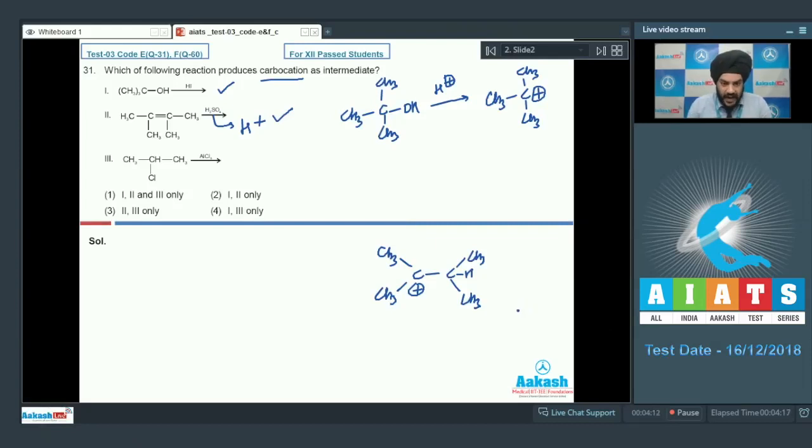Let us look at the third reaction now. In the third reaction, we have a secondary halide and then we have AlCl3. So this AlCl3 is a Lewis acid and it is going to extract the Cl- from the alkyl halide and it is going to generate a secondary carbocation. Students, we can see that carbocation is formed in the third reaction as well. So the correct option for this question is option 1.